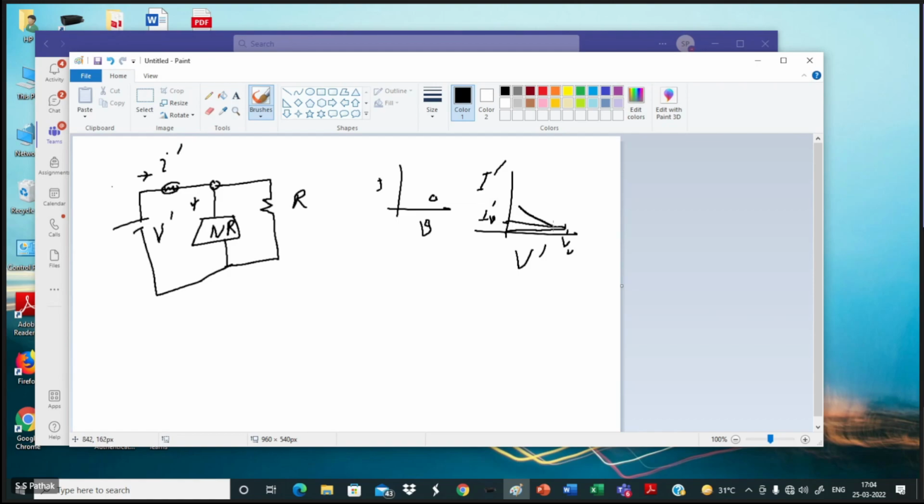So its characteristic curve will be something like this. Here you compute, this will be your IP dash, and VP dash will be the same as VP. Similarly, at this point also you can compute if somebody has asked there. So that way, for the composite structure, you can calculate these things. Okay.